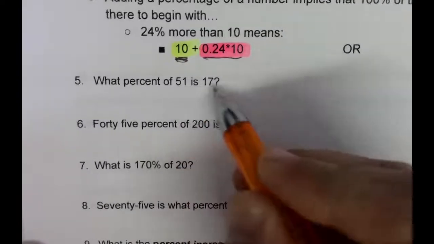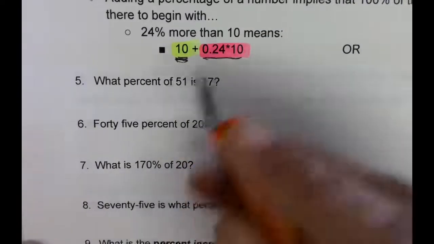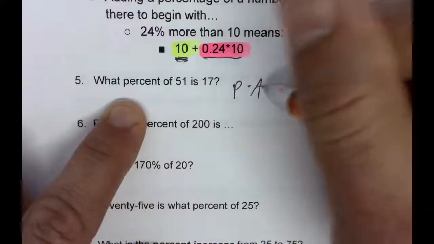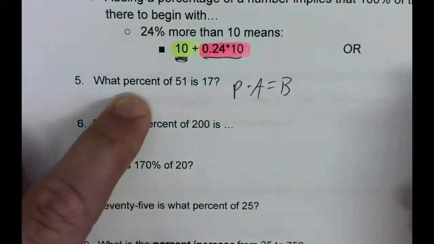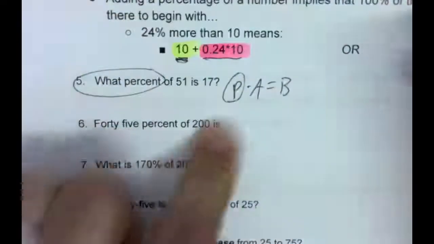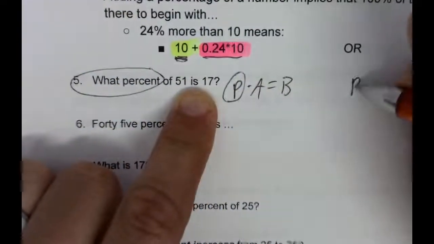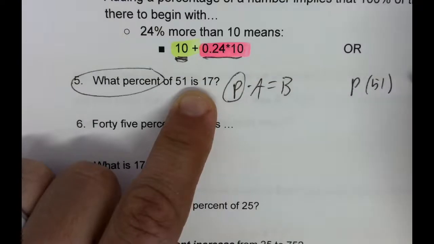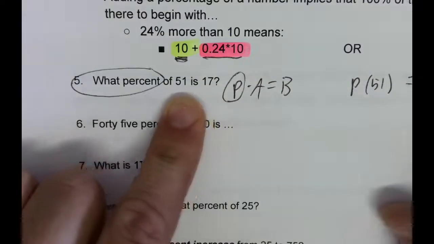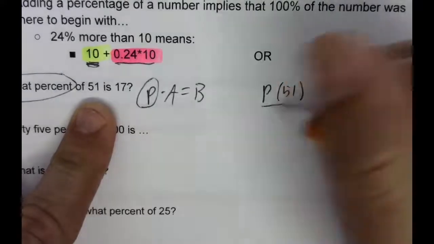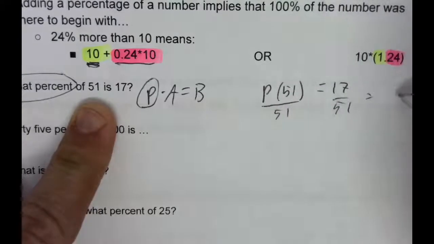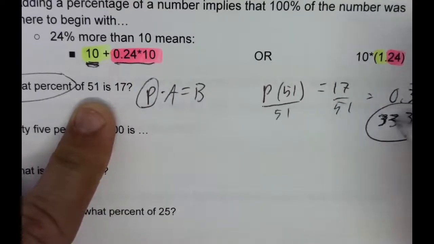Everybody has their own way of doing these. So start simple. What percent of 51 is 17? If you think about that, percent of a number is another number. So I'm looking for P of 51 is 17. All we got to do there is divide by 51 on both sides. And we're going to get 0.3 repeating. So we can say 33.3%. Otherwise known as 1/3.